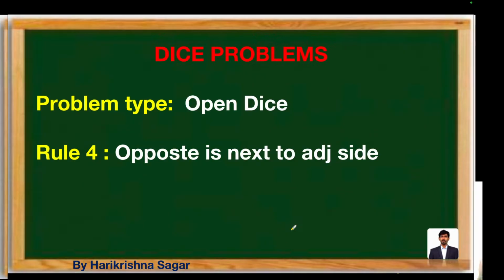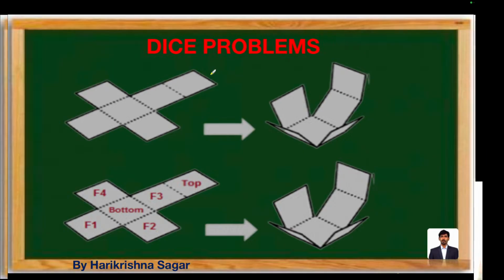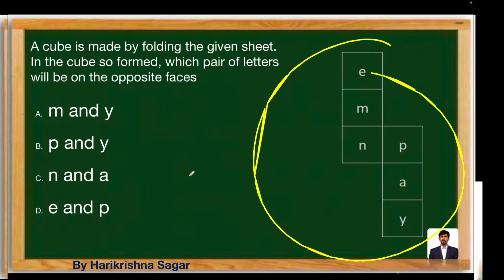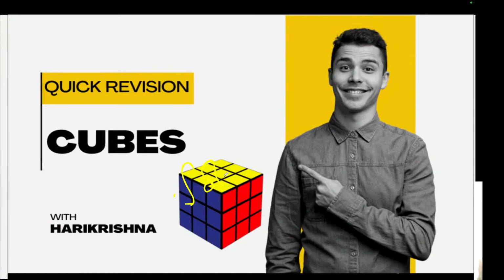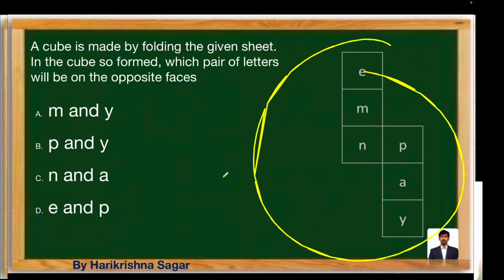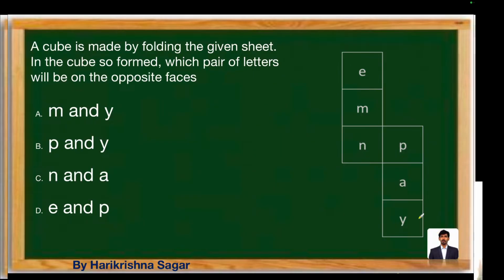Next, moving forward to rule number 4. Rule number 4 is talking about the open dice. In this question also they will be asking what is opposite. Open dice means, for example, they may give the question in this way. They will give us one paper and ask us to fold it as a dice, and after folding, what is the face opposite to E, what is the face opposite to P, like that.